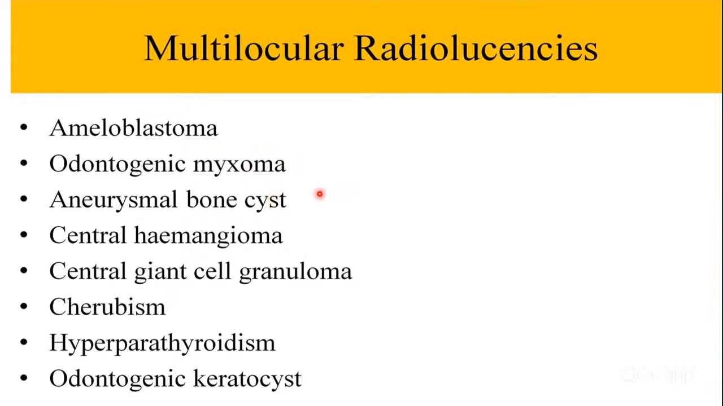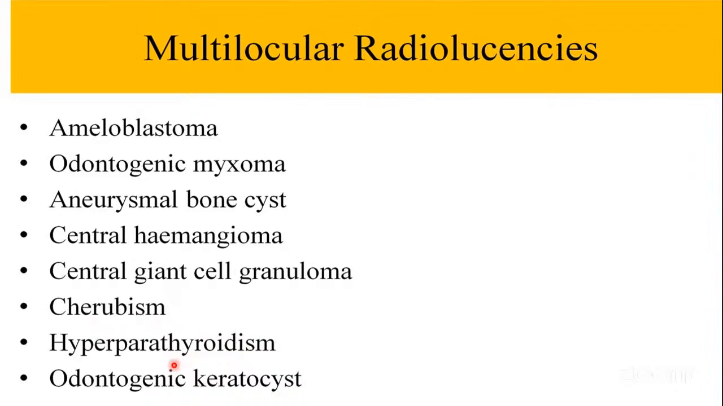An aneurysmal bone cyst mostly will not involve any tooth, right? Central hemangioma also need not necessarily involve any teeth. So these two will be non-odontogenic only. And cherubism will be visible bilaterally, and the age of the patient will be low. It's more common in children only. And hyperparathyroidism is a systemic disease, so they might give you a clue pertaining to it. In the question itself, they would have given you a clue.